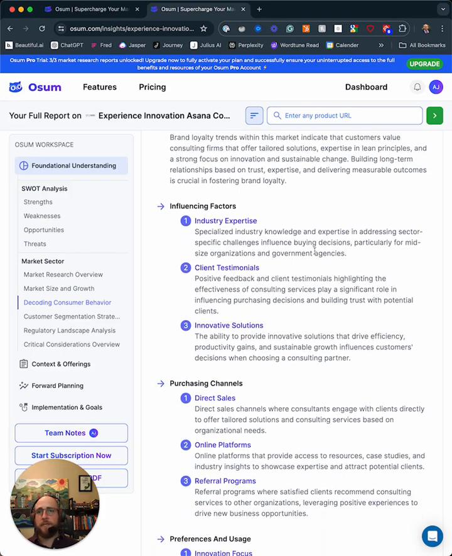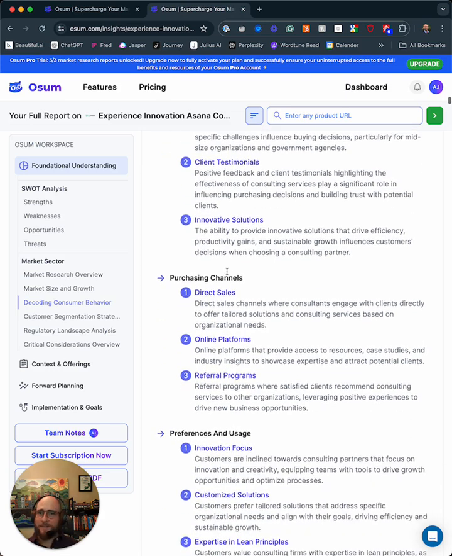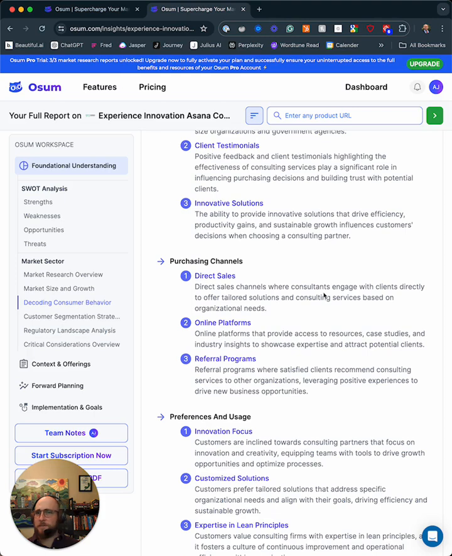Influencing factors, yeah, again, none of this is going to be overly insightful or give us really any guidance. We understand the importance of expertise in the industry. We understand the importance of client testimonials. Most folks who work in an agency or consultant type role value and understand the importance of these activities. Okay, so purchasing channels, nothing new here.